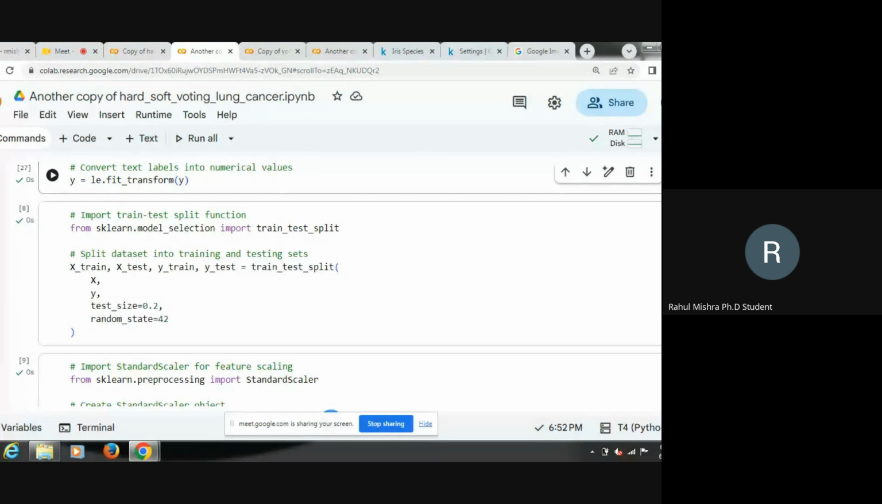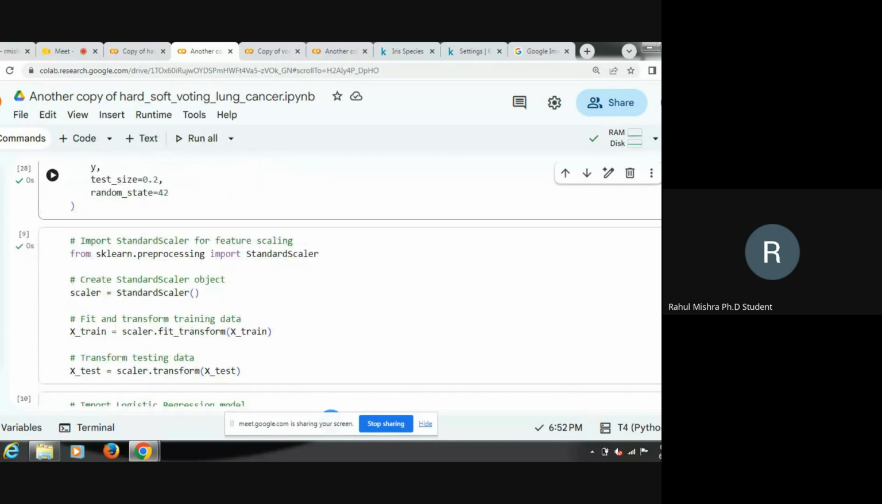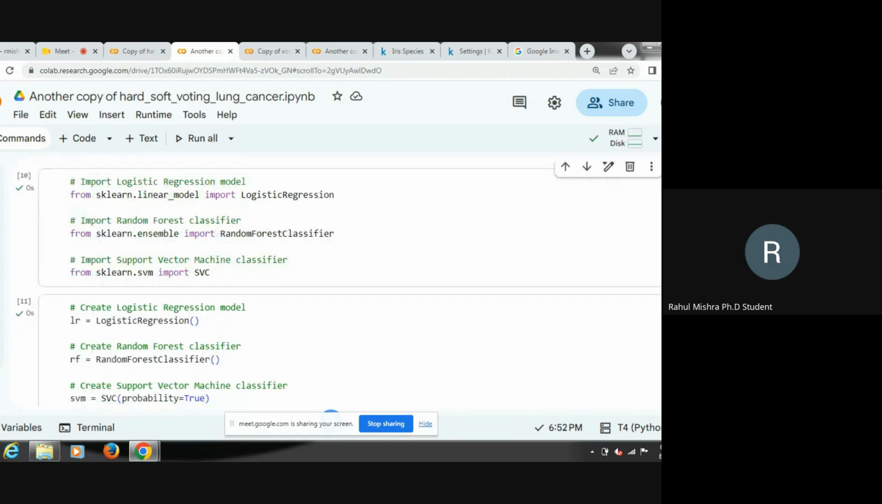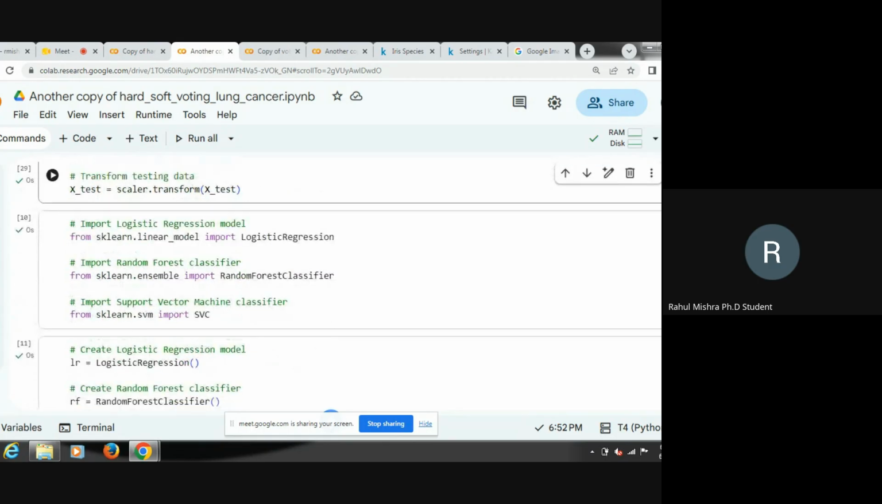Then in the next cell, again, we are using the train test split function, and we are using the common machine learning approach of standard scaler for feature scaling. Then we fit and transform the training data and testing data. One by one, I'm running the cells. Here is the important part: we are using three algorithms. One is logistic regression, another is random forest, and last is support vector machine. These are popular algorithms in machine learning.